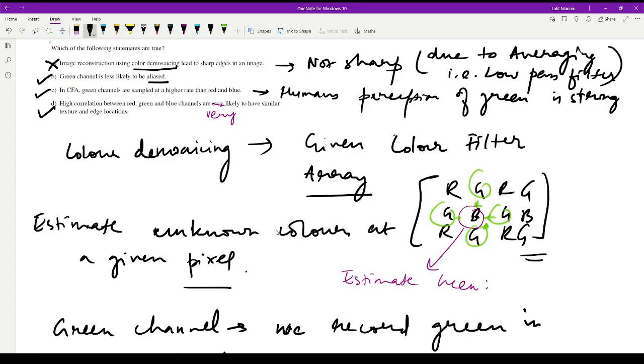If you have high correlation, that means if you have an edge, for instance, in an image, it should be reflected in all the three color channels. Maybe it's reflected slightly less in one channel and slightly more in another, but an edge will be an edge. So they have similar texture, and the edge locations will also be the same. That means the gradients will also be similar.